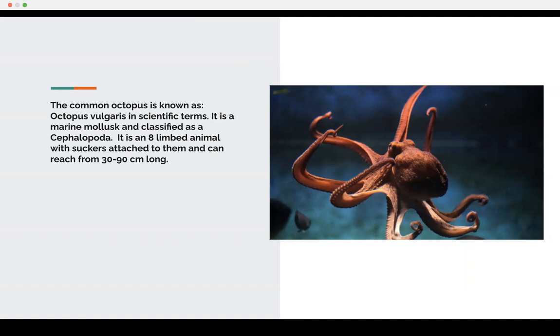The common octopus is a marine mollusk, and the class is Cephalopoda. It's an eight-limbed animal with suckers attached to them at the bottom and on their legs, and they can reach from 30 to 90 centimeters long.